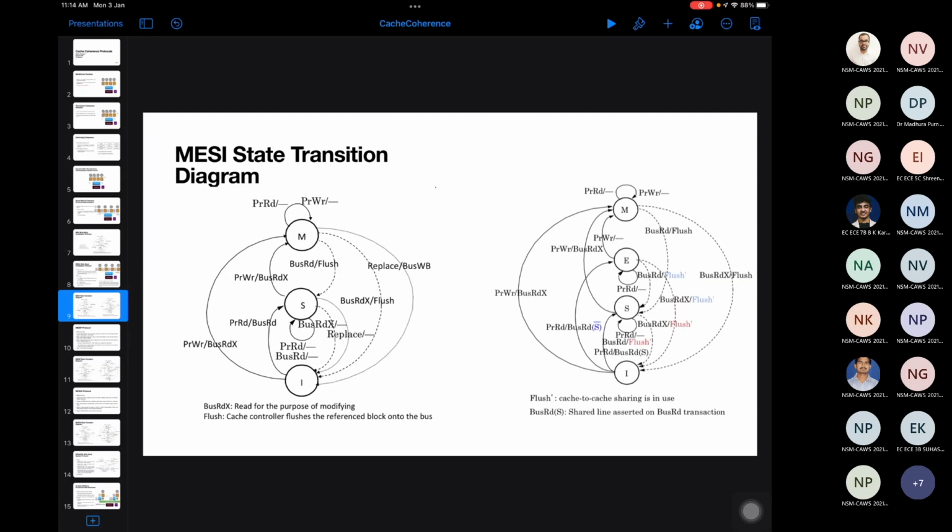So these are the basic coherency protocols, MSI and MESI. But if you see Intel and AMD processors, they are actually not using this. They modify this and use something else. And we'll discuss that now.